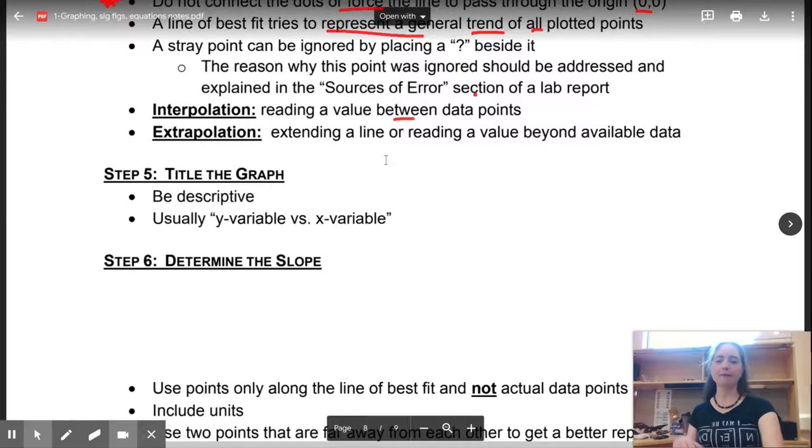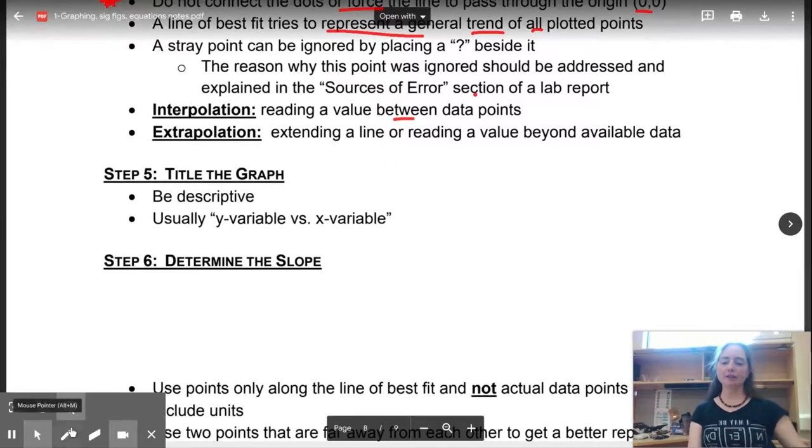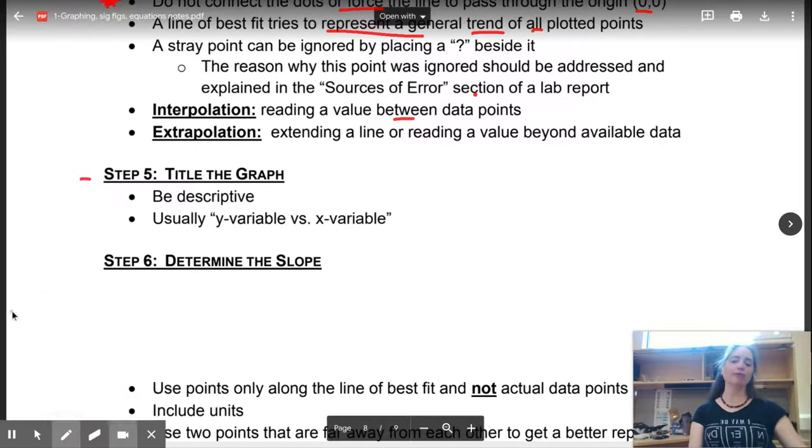Okay. Step 5, you are going to title your graph. You must title your graph. You lose points if you don't title your graph. Okay? So be descriptive. Don't say graph. That's not a title. That's not a good title. Don't say physics. Well, there's a lot of stuff in physics.